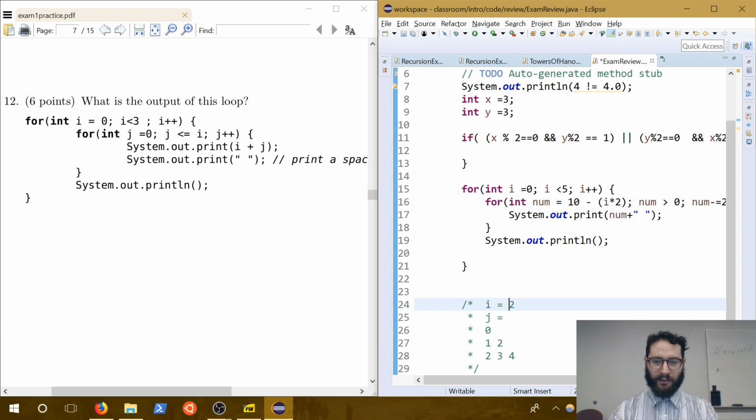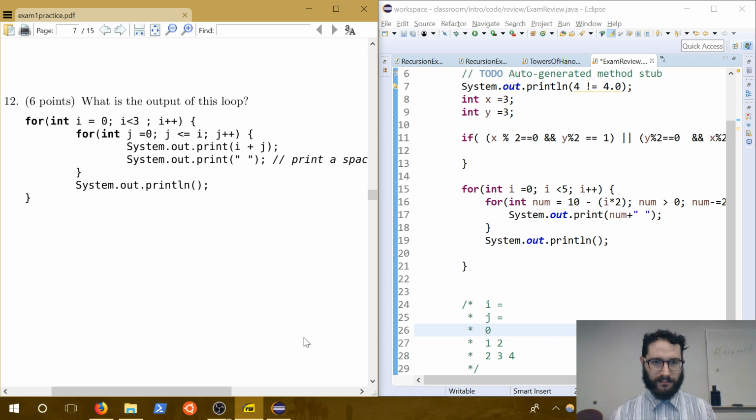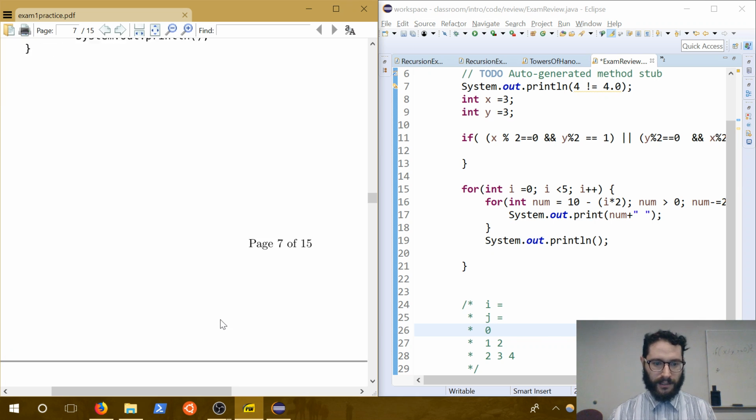Now that 3 is bigger than 2, we increment I. I is no longer less than 3, so the answer should be 0, 1, 2, 2, 3, 4. Is that what other people got? Awesome. All right.